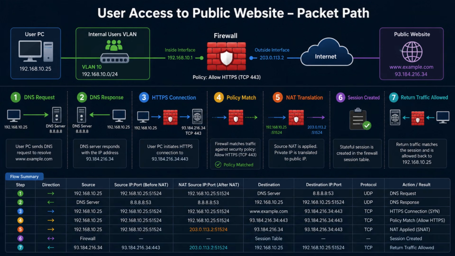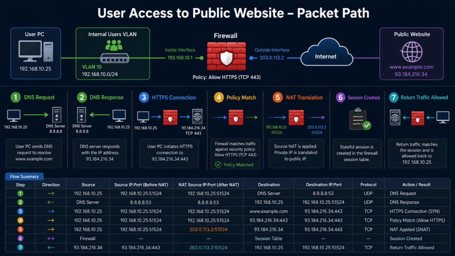The traffic reaches the firewall from the internal user's zone. The firewall checks the route, identifies the destination zone, and evaluates the traffic against its security policies. If the traffic matches an allow policy, the firewall may also apply source network address translation, commonly called source NAT, so that the internal private address can communicate through a public address on the internet.